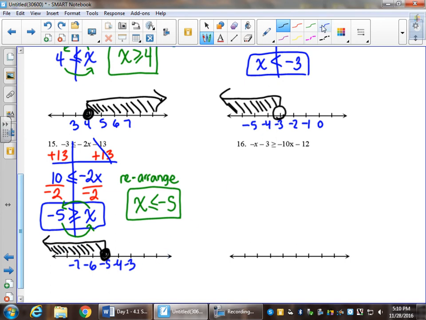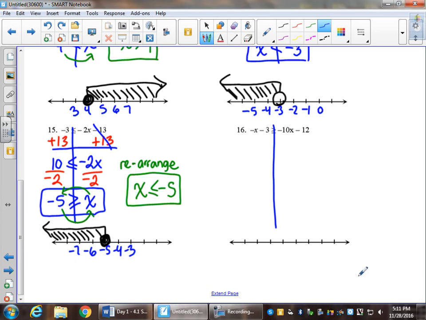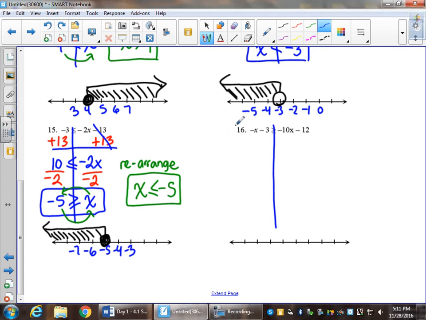Number 12, or excuse me, number 16. Let's get a line down the inequality sign. Now I have variables on both sides. So I just noticed, I'm not sure why my numbering is off. Mine says 16, but I think yours says 12. Either way, just try to pay attention to what the question says and not the number. I apologize. I'll fix those numbers. So this is not 16, it's 12.